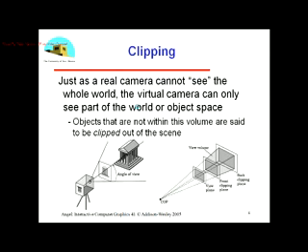Clipping. The real camera cannot see the whole world. The virtual camera can only see part of the world or object space. Objects that are not within this volume are said to be clipped out of the scene.